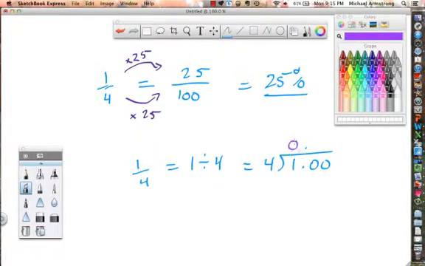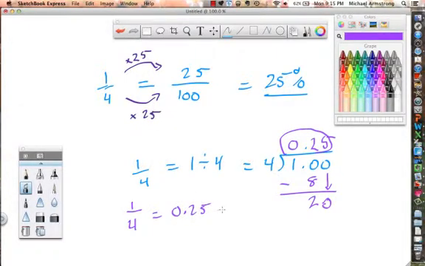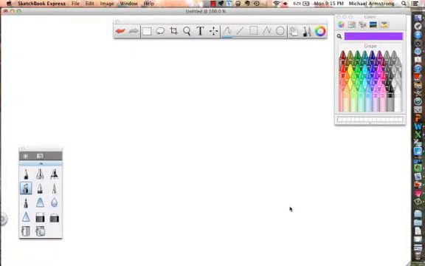4 goes into 1 0 times, but it goes into 10 twice. 2 times 4 is 8. And subtract. 10 take away 8 is 2. And bring down the 0. We have a 20, and 4 goes into that nicely 5 times. So 1/4 is equal to 0.25. Which, if you read this, is 0 and 25 hundredths. So 25 hundredths is obviously 25%. I just want you to see it because it's really cool. They all just go together.